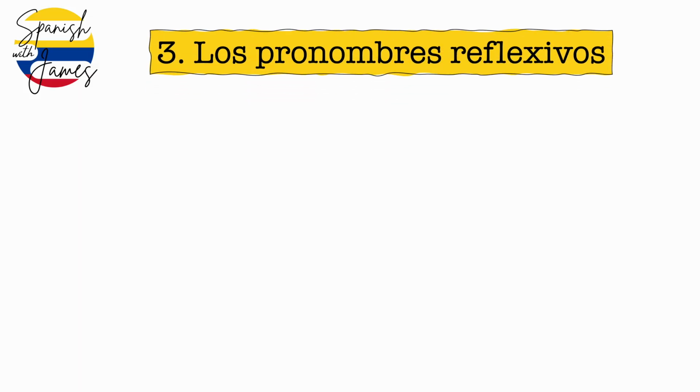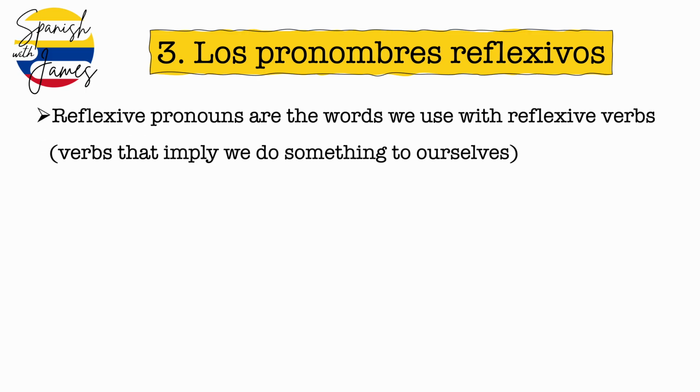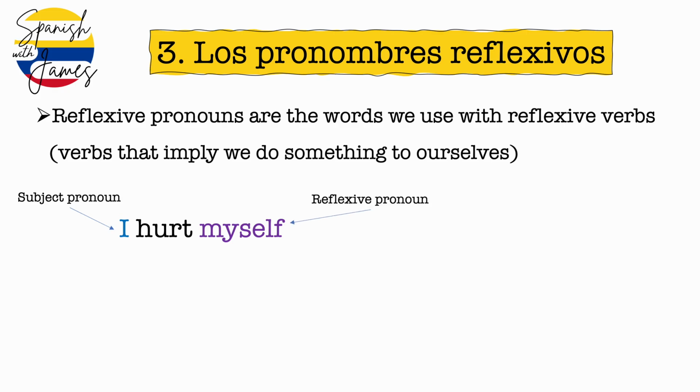Ahora la tercera categoría, los pronombres reflexivos. Now for the third category, reflexive pronouns. These are words that we use with reflexive verbs, which you might have heard of. You might already know some reflexive verbs in Spanish. They're generally verbs that imply we do something to ourselves, like I hurt myself. The subject pronoun is telling me who's doing the hurting, and the myself bit is telling me that it's being done to me. I could hurt someone else, or someone could hurt me, in which case the subject, the person doing the verb, and the object, the person who the verb's done to, are different people.